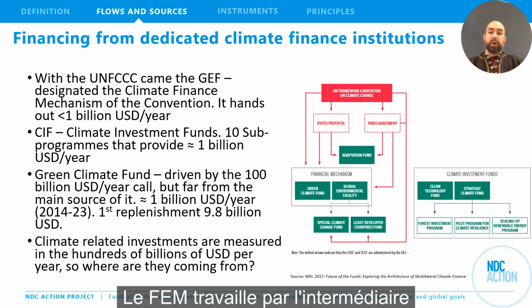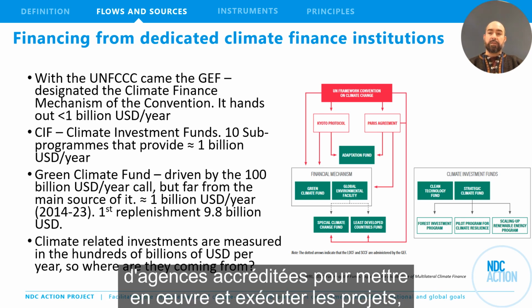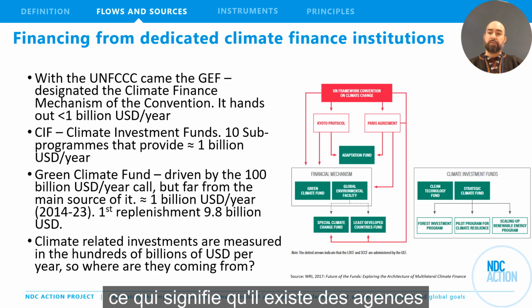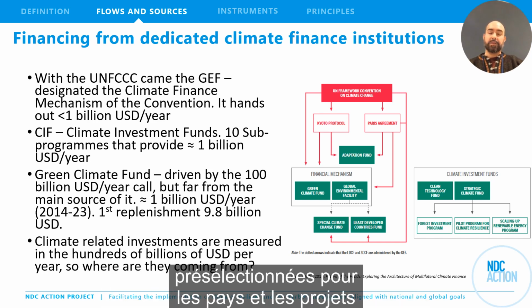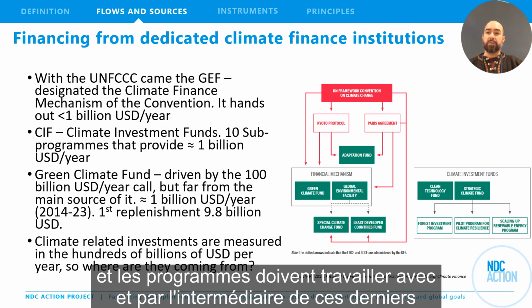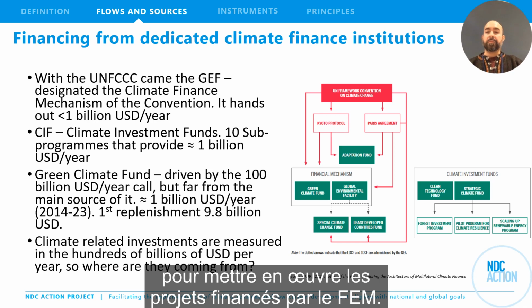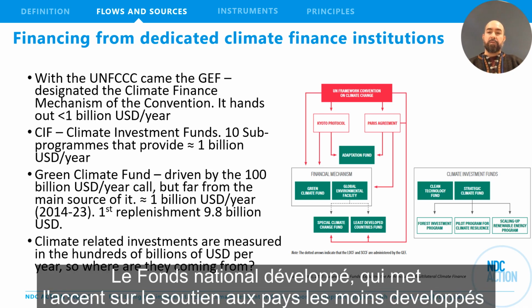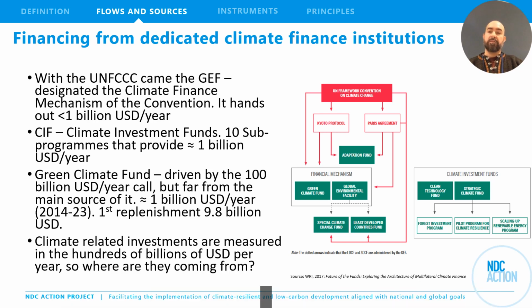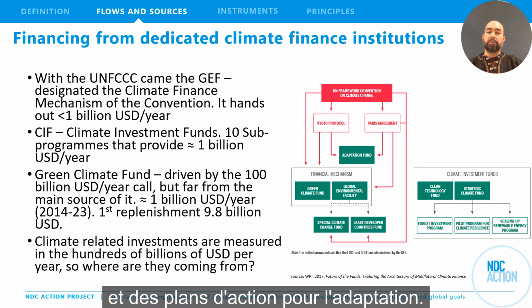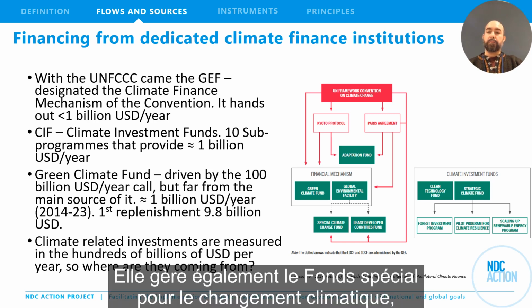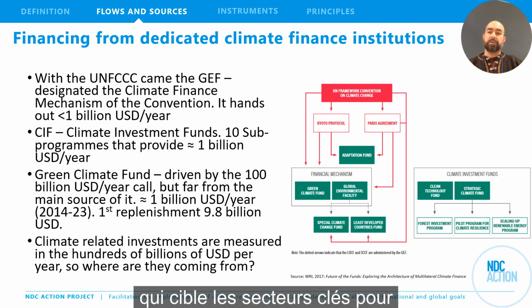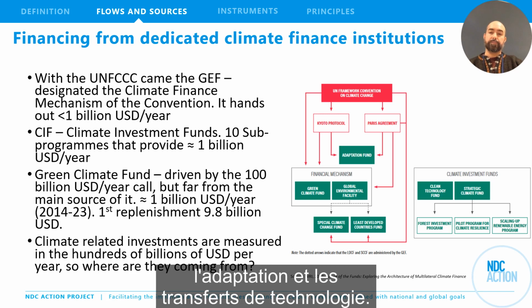The GEF works through accredited agencies to implement and execute the projects, which means there are pre-selected agencies that countries and projects and programs need to work with and through to implement projects financed by the GEF. The GEF also administers the Least Developed Country Fund, which has an emphasis on supporting least developed countries and also adaptation plans of actions. It also administers the Special Climate Change Fund, which targets key sectors for adaptation and technology transfers.